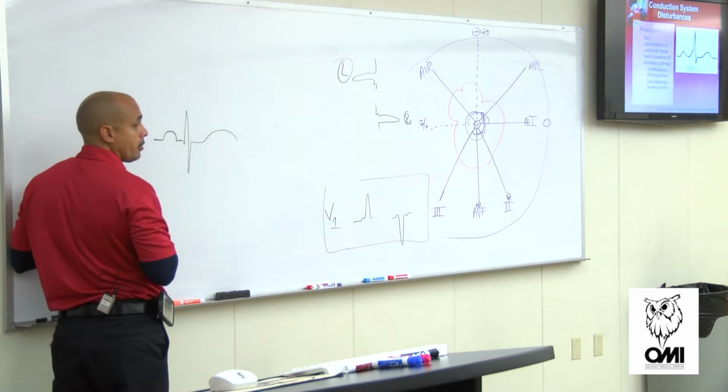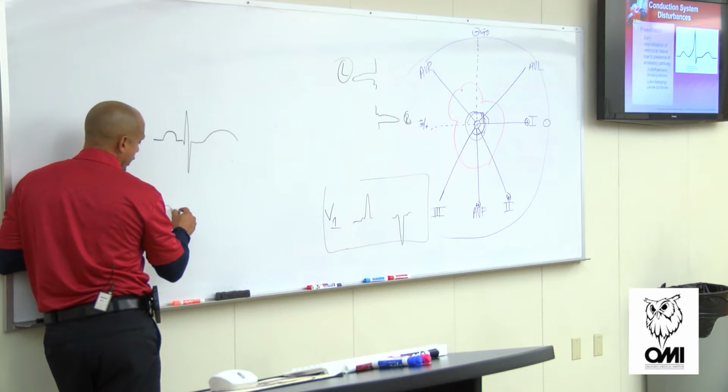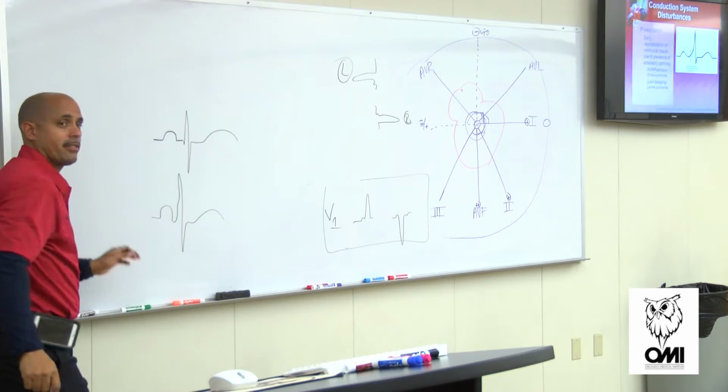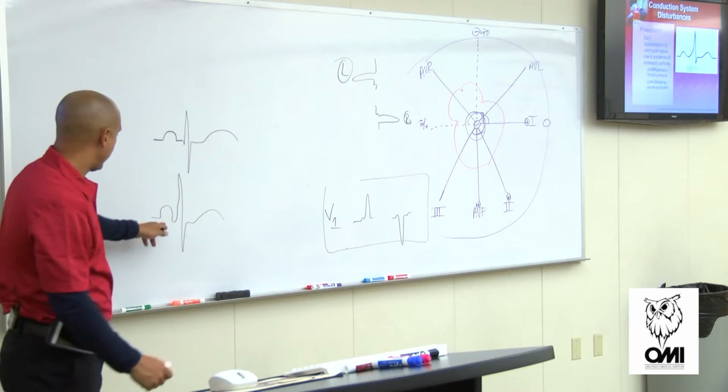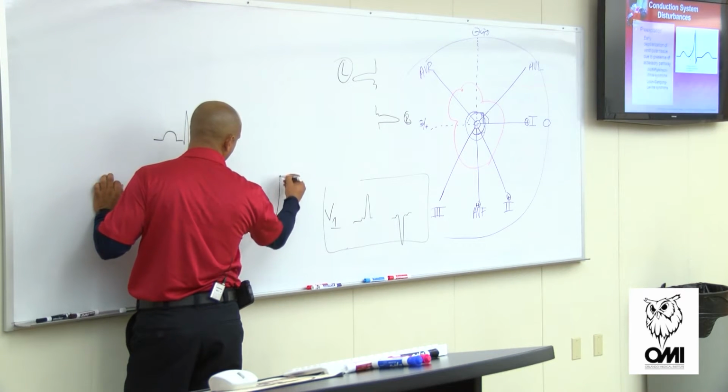But with early depolarization, this is what's happening. The atrium fires, it gets it to the AV, and guess what the AV does? It sends it right to the ventricles. Sends it right there. It can look like that, or it can look like this.